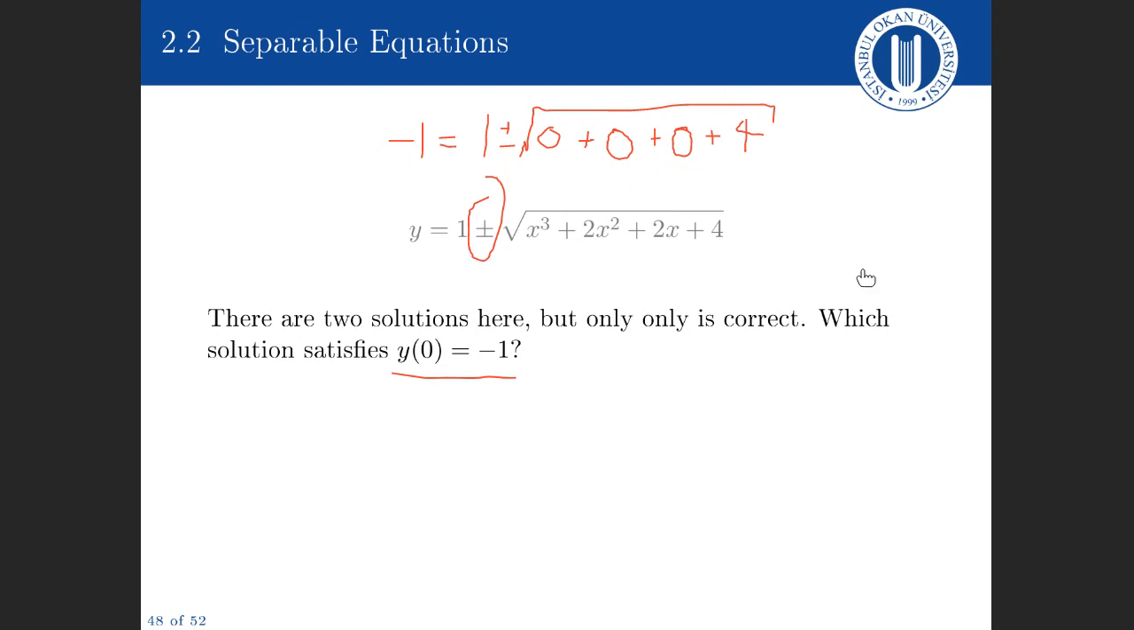I want y to be minus 1 and I want x to be 0. So we have minus 1 is equal to 1 plus or minus the square root of 0 plus 0 plus 0 plus 4. Do we have plus or do we have minus for this to be correct?